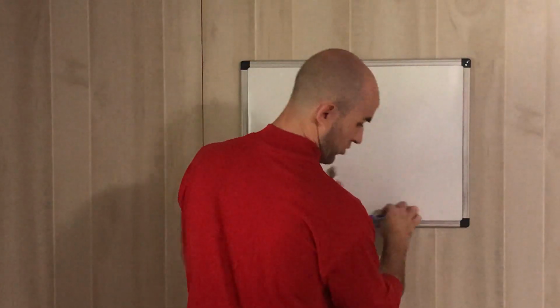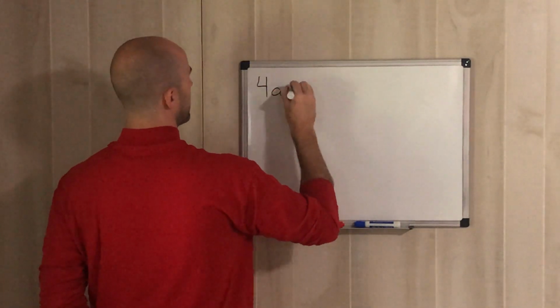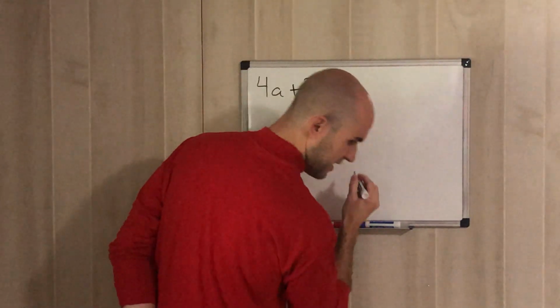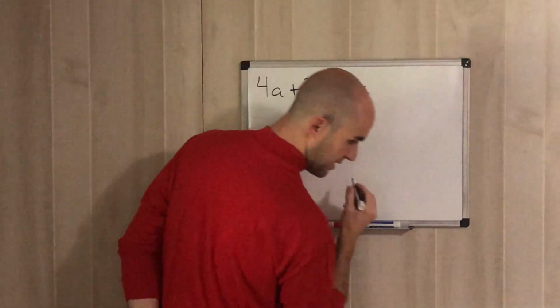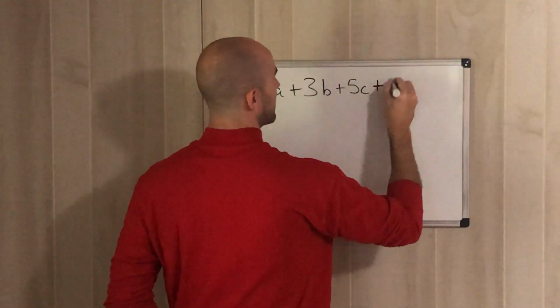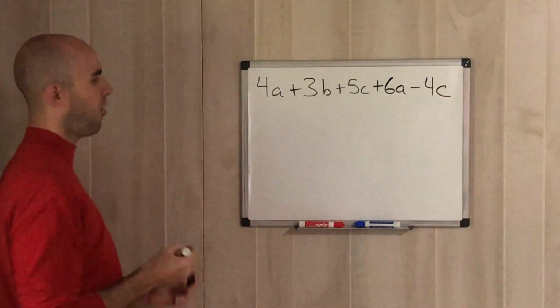Let's do this one here. So we have 4a, right, plus 3b, plus 5c, plus 6a, minus 4c, right? So we're going to combine all of that.